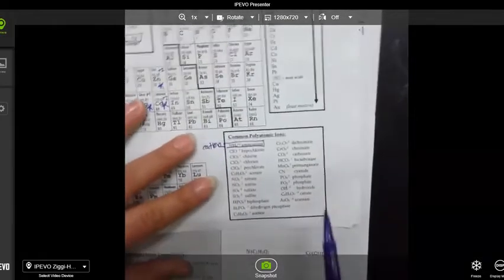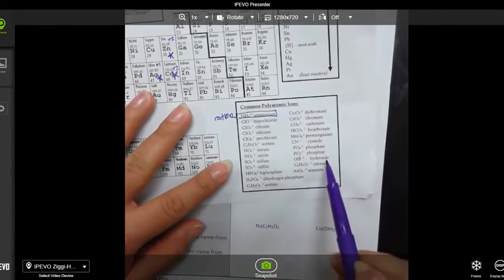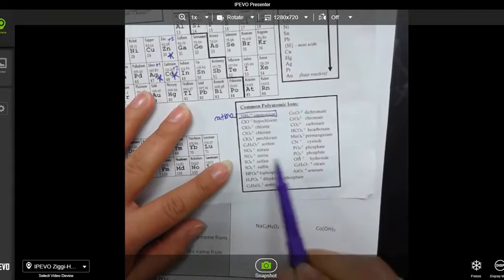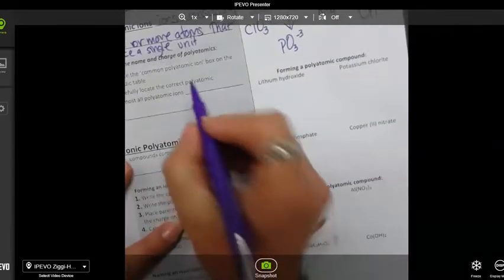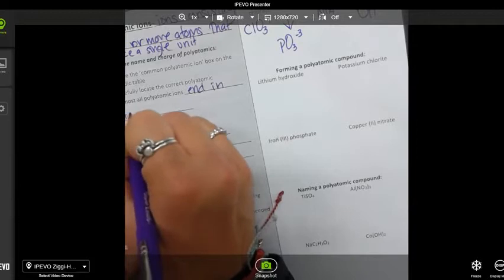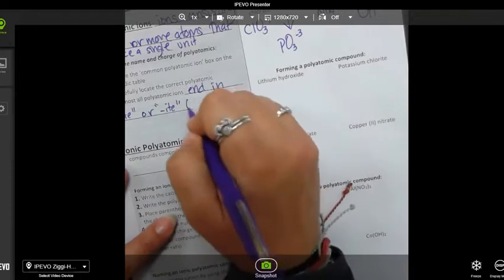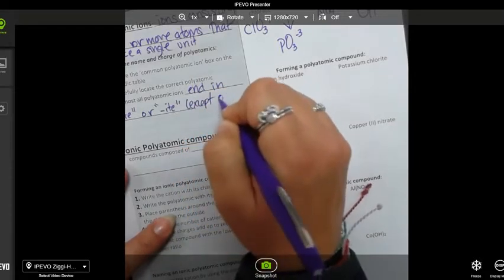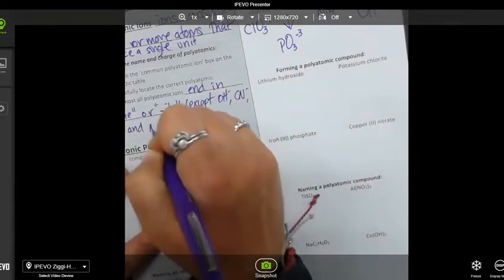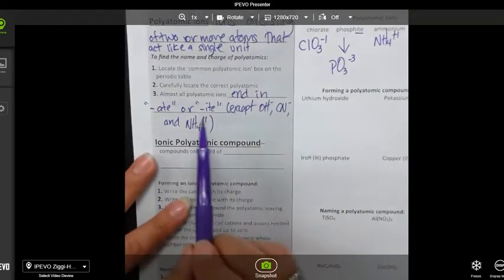Now, if we take a look at the box here, with the exception of ammonium and hydroxide and cyanide, almost every single one of these polyatomics ends with what? Most of them end in ate or ite, except hydroxide, cyanide, and ammonium. All right, everybody else ends in ate or ite.